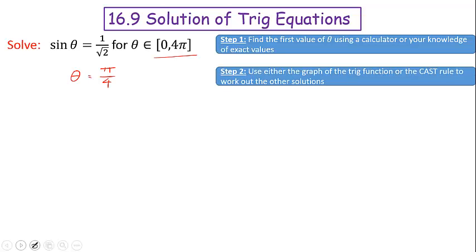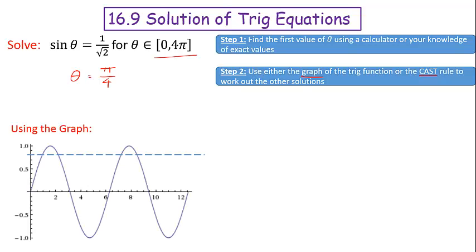Now your second step is that you're either going to use the graph of the trig function, or you can use the CAST rule to work out your other solutions. So let's take a look first using the graph. So what this is really asking me is, where do the graphs y equals sine theta and y equals 1 over root 2 intersect? That's the solution to that equation.